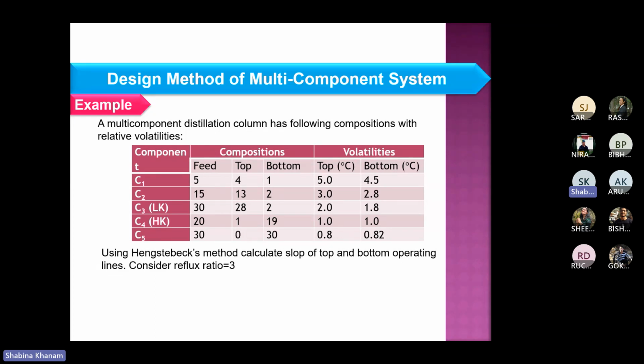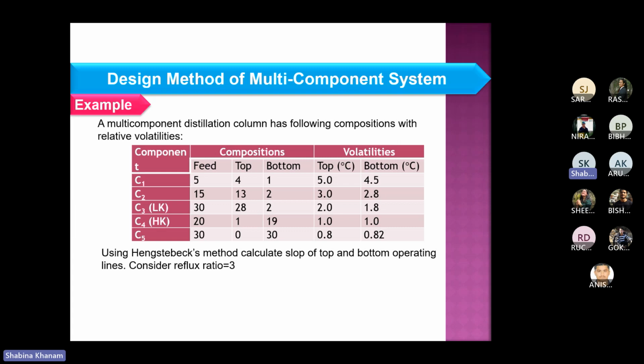converts the multi-component problem into a binary one, and then it is solved using the McCabe-Thiele method. The McCabe-Thiele method you have already read in your mass transfer course, so that is specifically for binary. This Hengstebeck's method brings the multi-component problem to the binary level, and then the McCabe-Thiele method is applied. So Hengstebeck's method is also called the pseudo-binary method, or pseudo-binary approach.